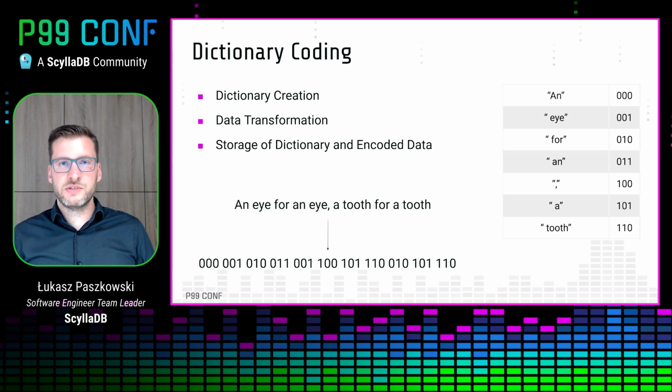The first step is to create a dictionary that maps each unique value in a dataset to a corresponding code. The original dataset is then transformed by replacing each occurrence of a value with its corresponding code from the dictionary. This results in a much smaller data footprint, as repeated values are encoded as short, fixed-length codes. Both the dictionary and the encoded data are stored together. When accessing the data, the encoded values can be quickly translated back to the original form using the dictionary.